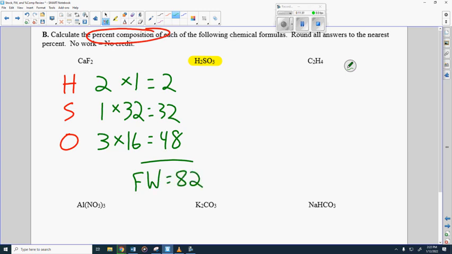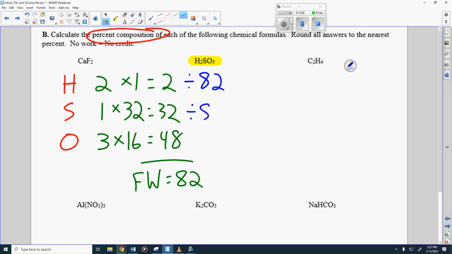Now, if I asked you for the formula weight, that's all you would need to do. That would be your final answer. But on this problem, I'm asking you for percent composition. So what we're going to do is this 82 becomes our denominator for these different contributions from the various elements. I want to find out what percent of this 82 comes from hydrogen, what percent of this 82 comes from sulfur, and what percent of this 82, this formula weight, comes from oxygen. So I'm going to divide each one of these guys by 82.